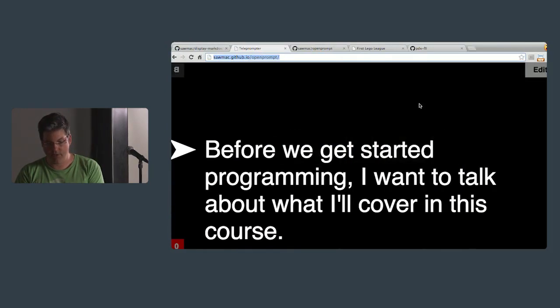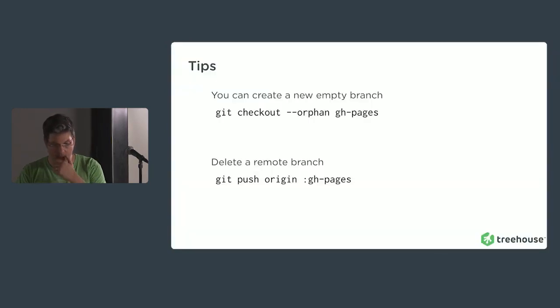Keynote. Where's Keynote? There we go. All right. So we didn't even have to wait 10 minutes. Here are a couple of tips, little things you might want to use. git checkout --orphan gh-pages. What that does is create a branch with no files. It doesn't keep track of the files that you already had in there.